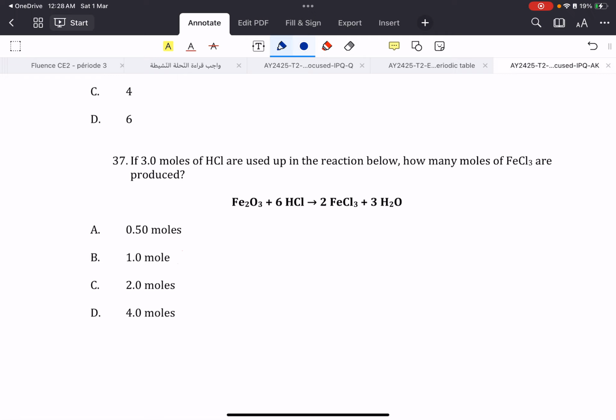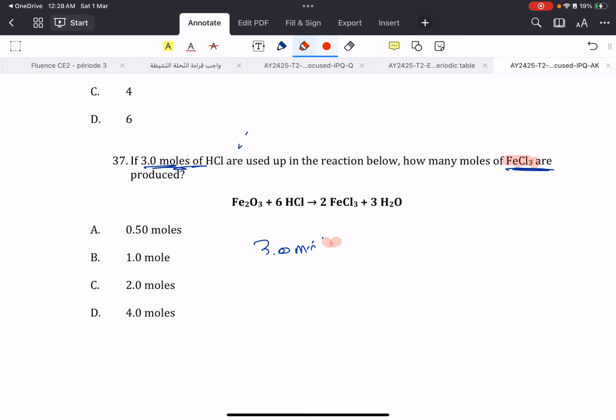If 3 moles of HCl are used up in the reaction below, how many moles of FeCl3 are produced? This is a mole to mole calculation. So you're gonna take these 3 moles of HCl and multiply by the mole ratio in order to find how many moles of FeCl3 are formed.